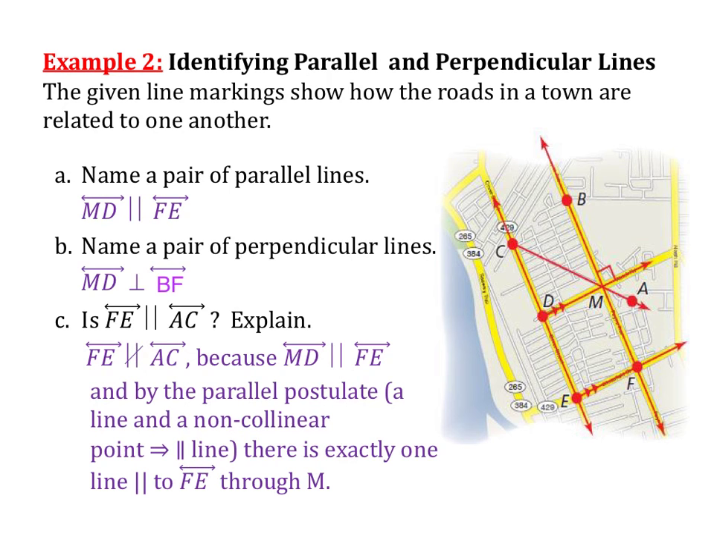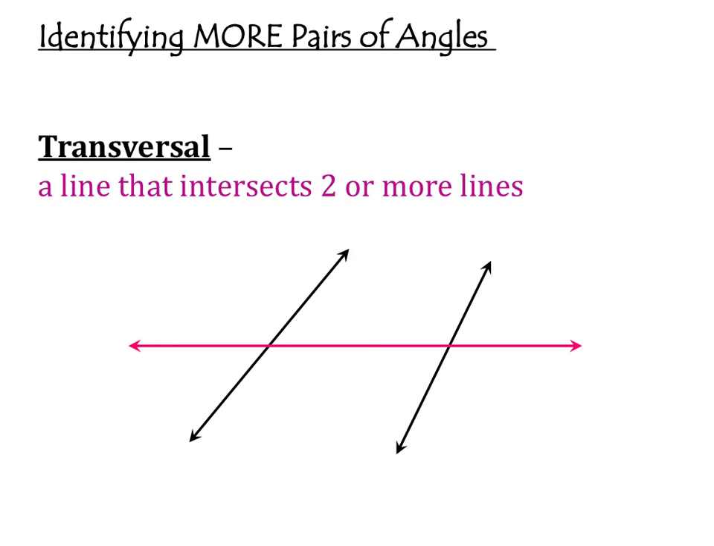All right, so we've got some more pairs of angles to learn about. In the previous unit, we learned about linear pairs and vertical angles. Now we're going to learn about more angle pairings. But first, we need to know what a transversal is.